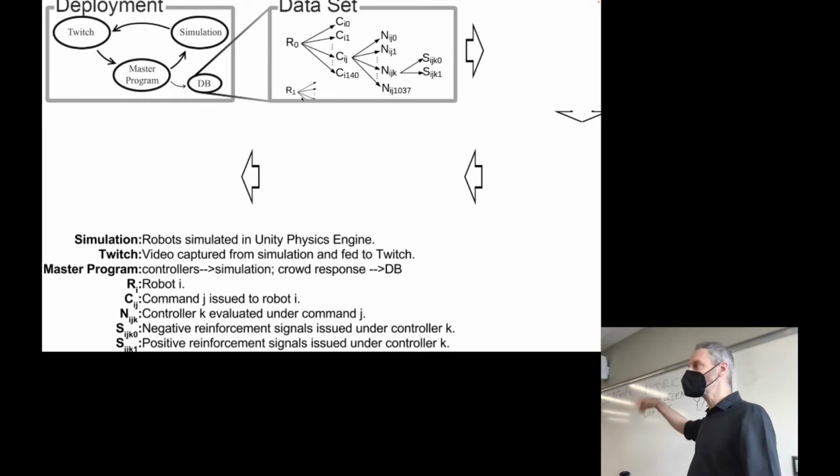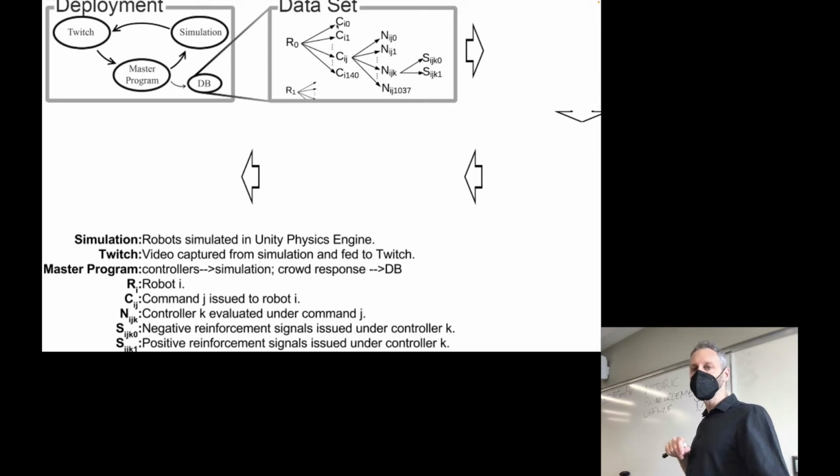As you just saw in the stream, it ran 24/7 for a few weeks. And every once in a while, when one of these 2 robots was on stream, someone would type in a command, and we would record that command and associate it with which robot that command was typed under, which would give us C_ij, the jth command that was issued to the ith robot.